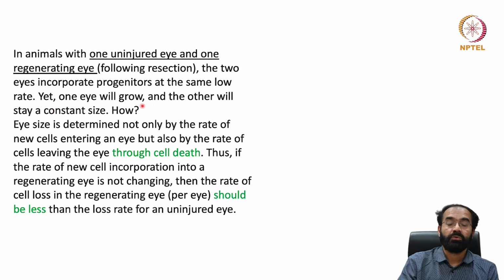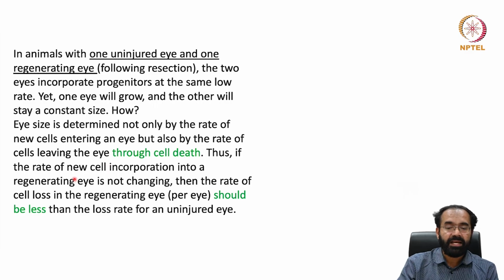Yet one eye will grow. So this is the logic. Incorporate the progenitor at the same low rate, yet one eye will grow and the other eye will stay constant size. How? The answer I already told you. Eye size is determined not only by the rate of new cells entering an eye, but also the rate of cells leaving the eye through cell death. Leaving means they are not traveling, they are just being killed off or shedding off.